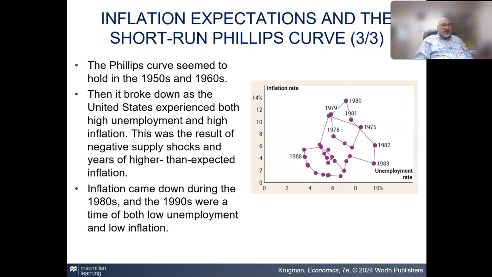Let me just say for 1 second, I don't know that there's a single model available that worked during stagflation. Just pointing that out. Nothing worked. So we had high unemployment and high inflation. That was negative supply shocks and higher than expected inflation. So inflation came down during the 80s and 90s. We had low unemployment, low inflation. It worked again, but people don't use it as much as they used to because of the 70s. But honestly, there weren't any models that worked in the mid 70s. So, it is what it is.